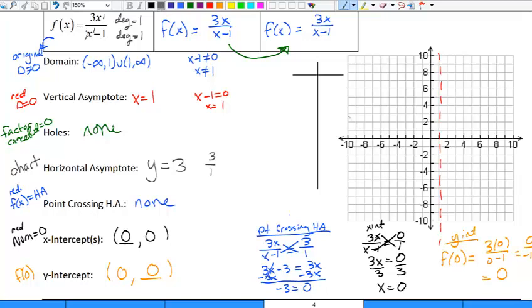Okay, so let's plot everything that we have here. I've got a vertical asymptote at 1, I've got a horizontal asymptote at 3, and I've got 1 point at 0 comma 0.